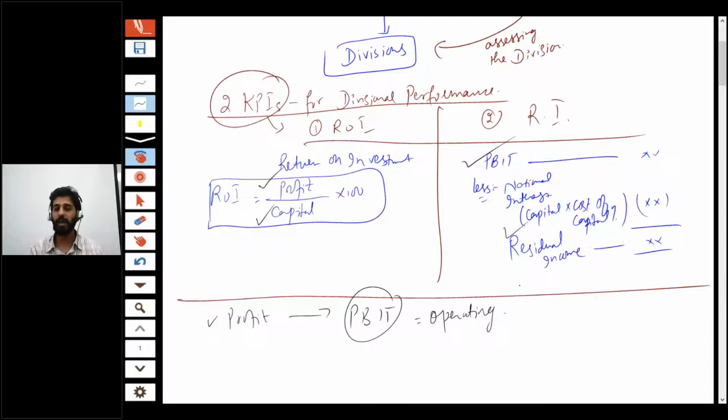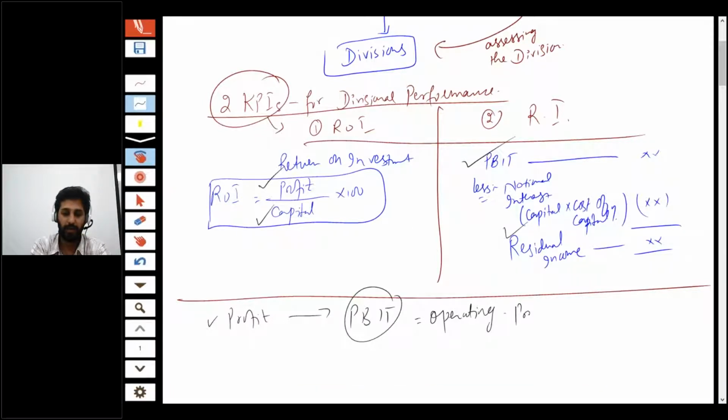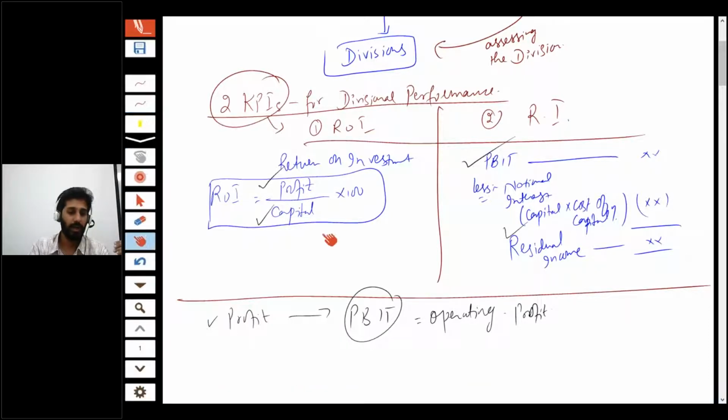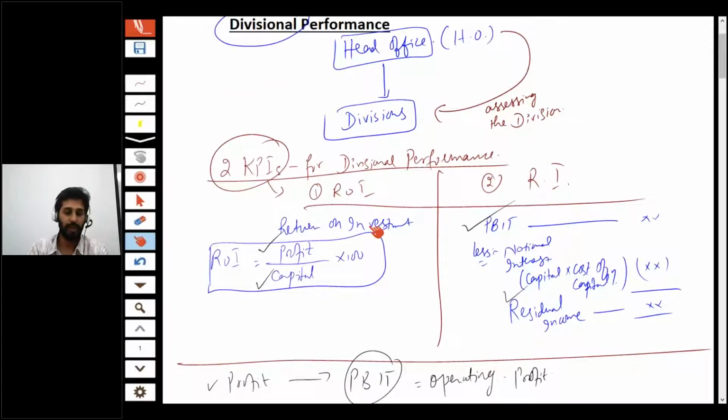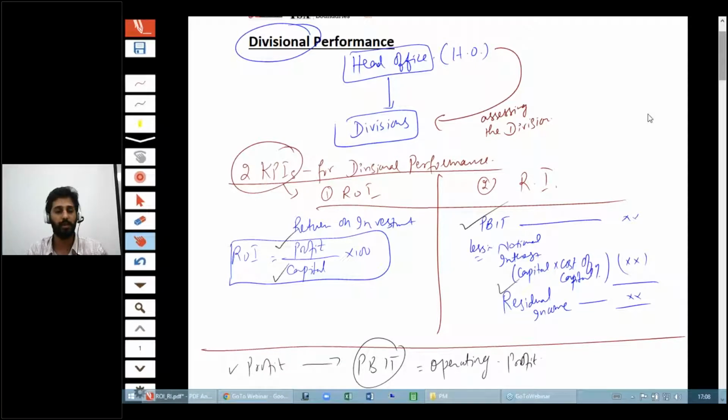It should be before interest and tax, and it is the profit before interest and tax, and it is the operating profit. Yes, I am writing here the word operating profit. So it is the profit before interest and tax, and it is also known as the PBIT or the operating profit. The point to be noted is that head office is assessing the performance of the division.